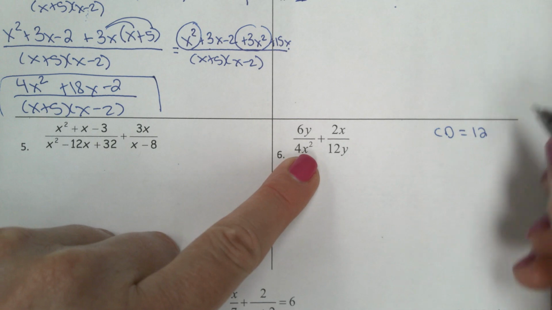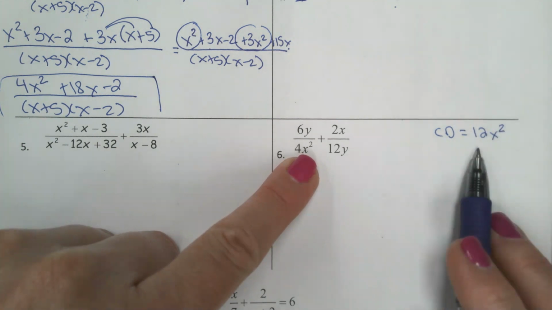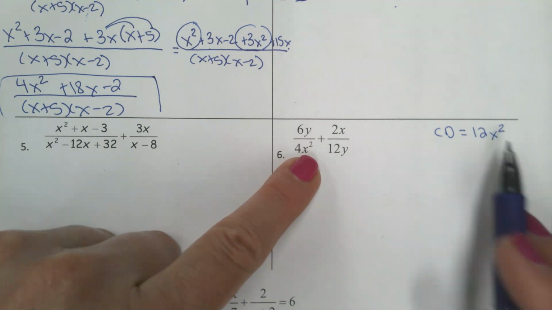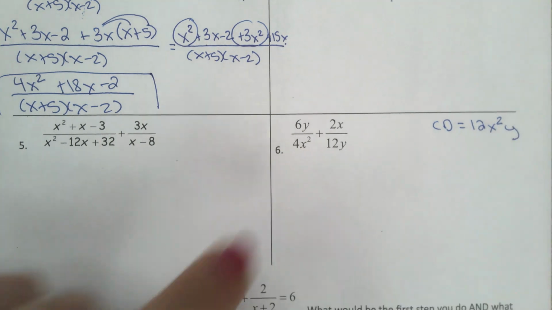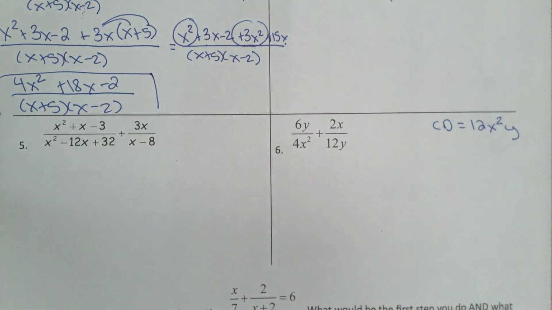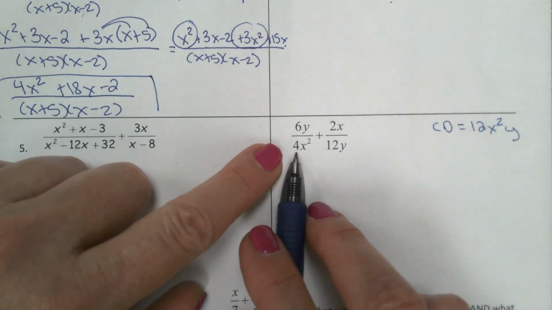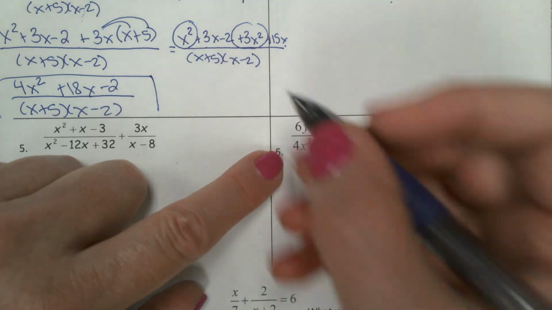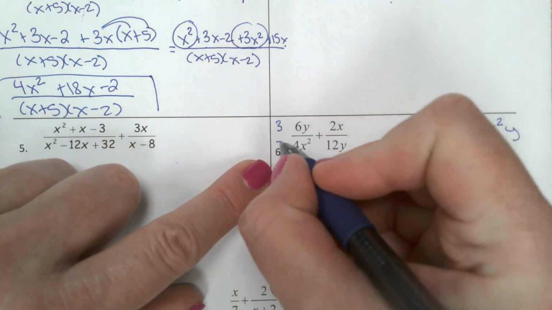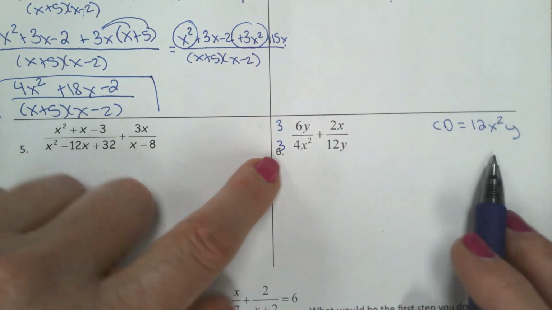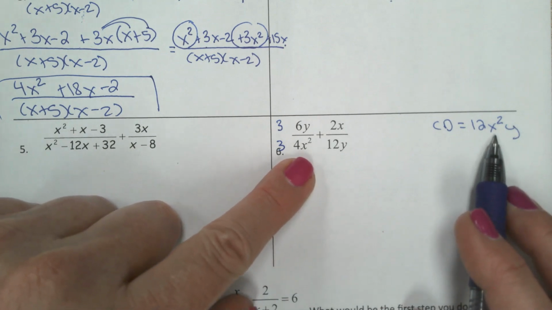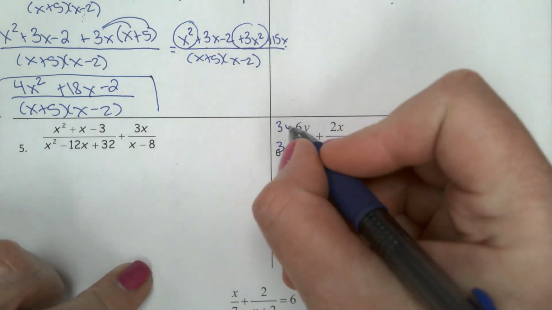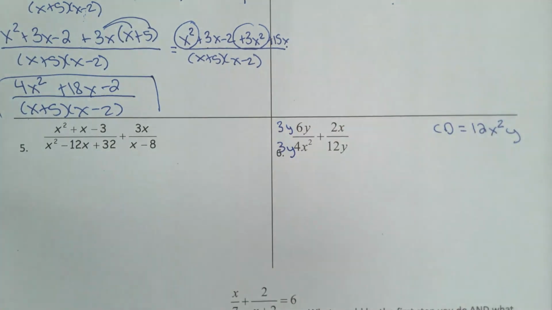Now for the variables, the variable has to be the biggest exponent. So for the x's, that is a 2, and then I have a y. So that's going to be my common denominator. So this first one, I have a 4, I need a 12, so I'm missing a 3, so I'm going to multiply the top and bottom by 3. It's fine on the x squareds. It's missing the y part, so I'm really multiplying the top and bottom by 3y.